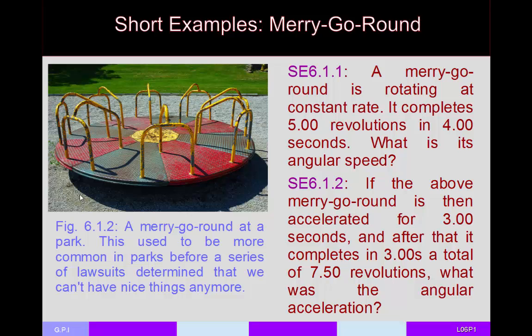So I wanted to go ahead and work a few short examples here just to make sure that you're following. Let's start with this example that has a merry-go-round that's rotating at some constant rate. We know that it's going to complete 5 revolutions in 4 seconds. So our question is, what is the angular speed?